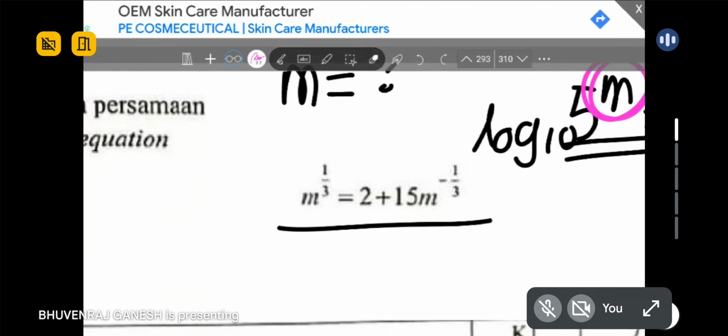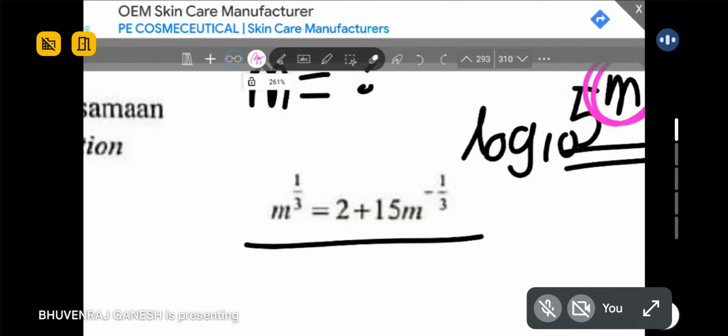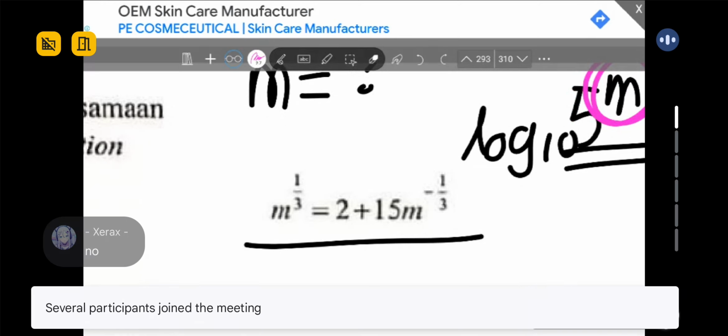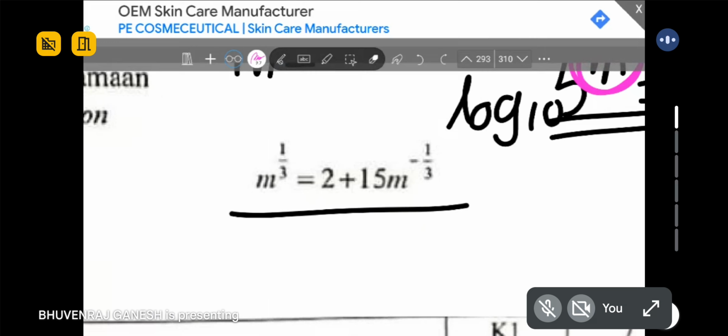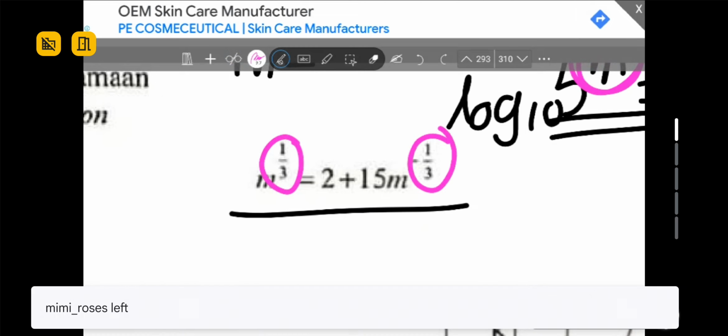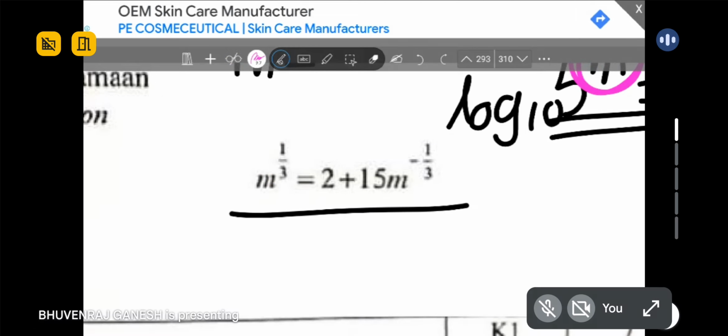Kat sini, pemboleh ubah ada kuasa tak? Adakah kamu nampak kuasa tu pemboleh ubah? Tak ada, kan? You don't see any variable as a power, right? So it means cannot use log. Tak boleh. So you must think and see now. Only indices can lah. Hanya boleh guna concept index. Am I right? Okay, so you must think and see how to modify the equation. Kamu kena ubah sesuatu, guys. What do you modify here? You see, one is positive, one is negative.